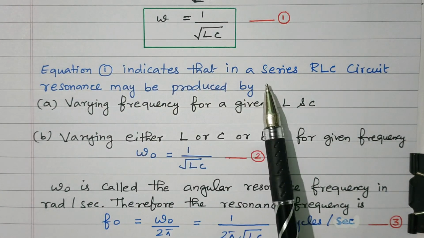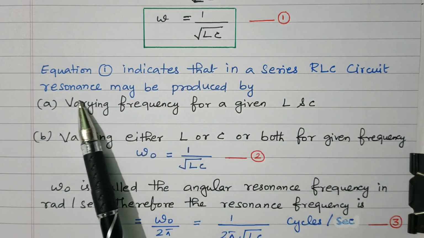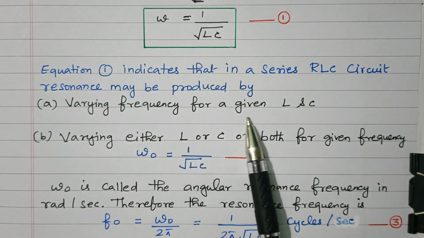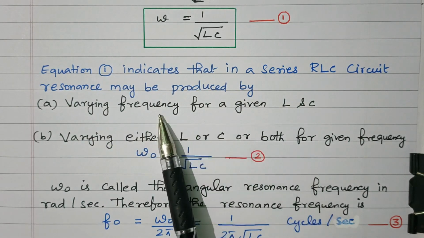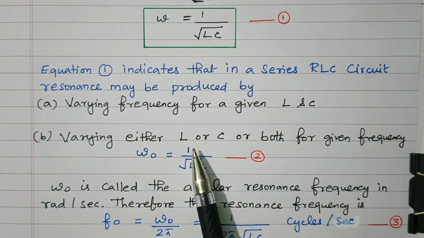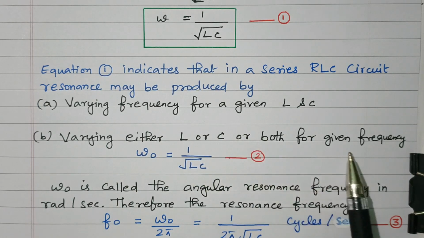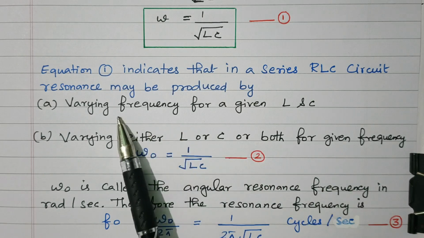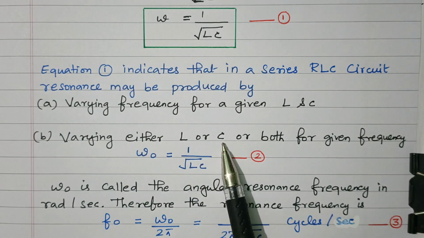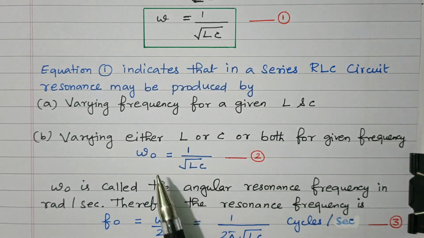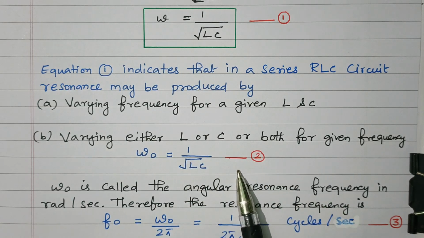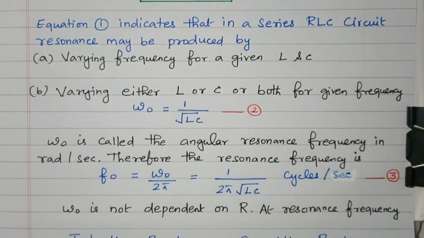Equation 1 indicates that in a series RLC circuit, resonance may be produced by, first, varying the frequency for a given L and C. Second, varying either L or C or both for a given frequency. So omega naught equals 1 divided by square root of L into C. That's equation number 2. Now we'll see what omega naught is.